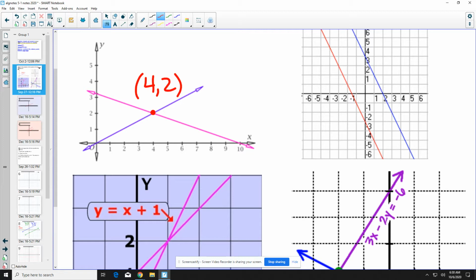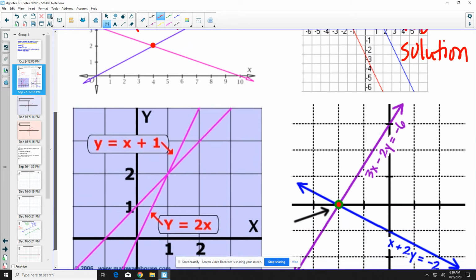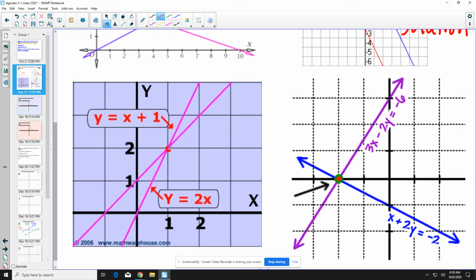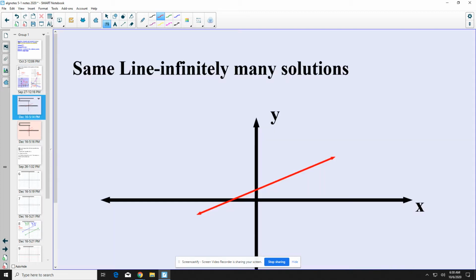The second one, these lines are parallel, so there is no solution because there are no points on both lines. If I look at the next graph, the solution would be the point (1, 2). And on the last one, the solution to the system is (-2, 0). As we solve a system of equations by graphing, we're looking for what points both lines have in common.